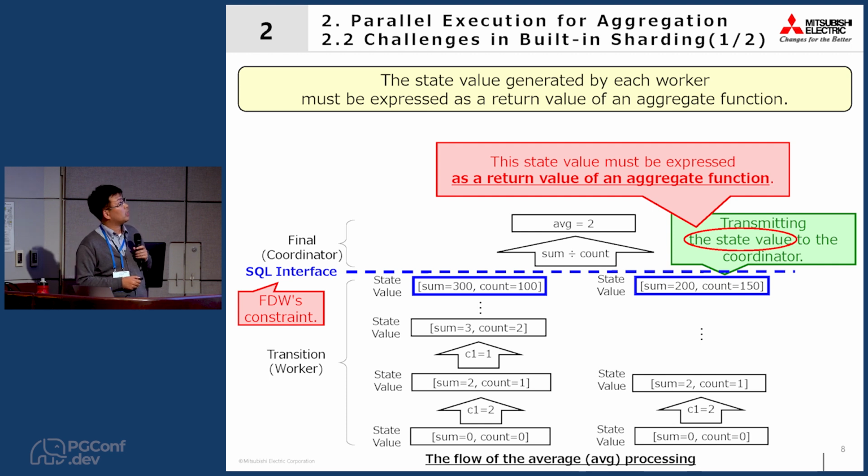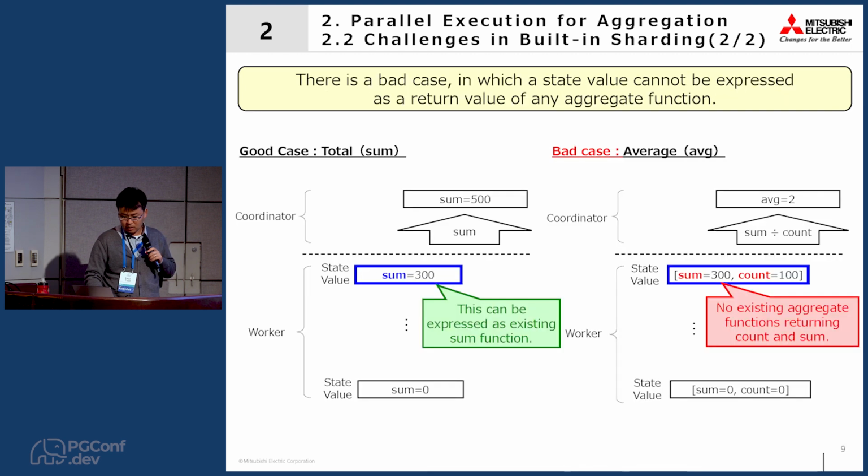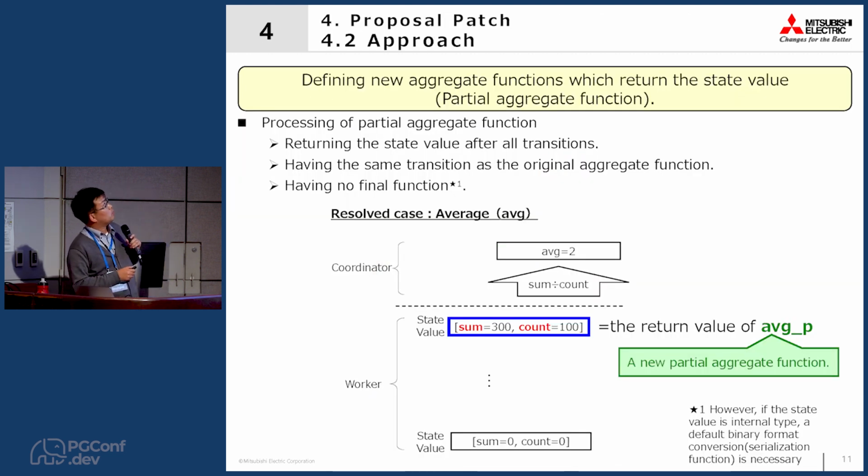The challenge in built-in sharding, FDW-based sharding, as in ours: in this case, the state value must be expressed as the return value of an aggregate function, because the coordinator and workers must federate through the SQL interface. That is FDW's constraint. My proposal is defining a new aggregate function which returns a state value. We call it a partial aggregate function. In the averaging case, the state value is the return value of a new partial aggregate function, such as AVGP.